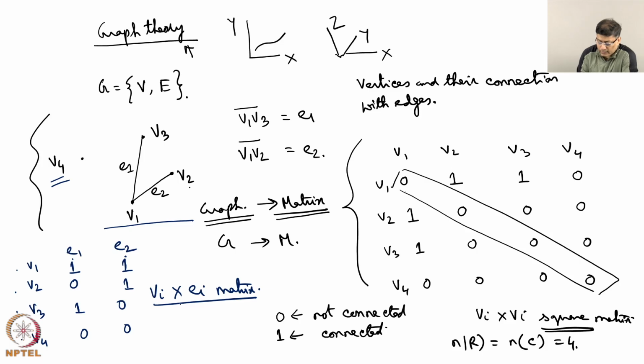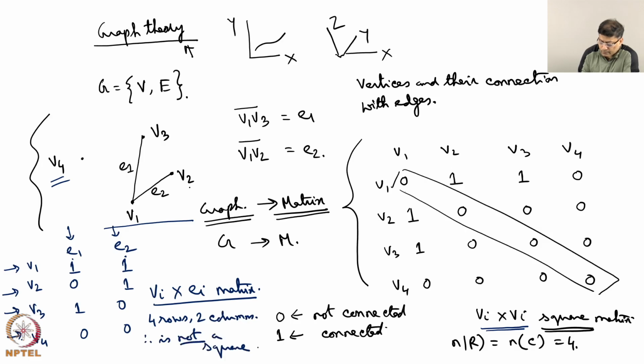matrix. Now, note that when it is Vi multiplied by Vi, we have called it a square matrix, but the Vi into Ei matrix may or may not be a square matrix. For example, here we have 4 rows and only 2 columns, and therefore it is not a square matrix.